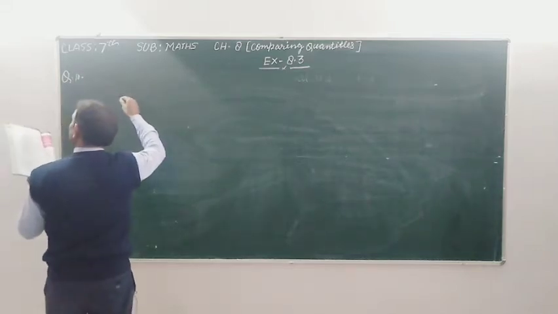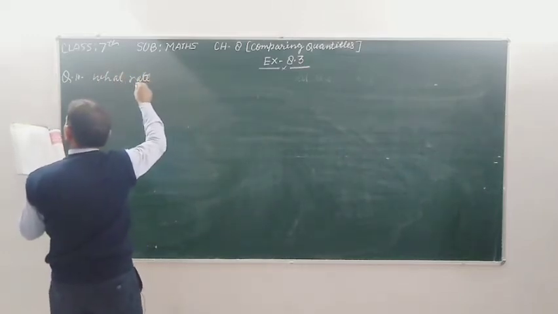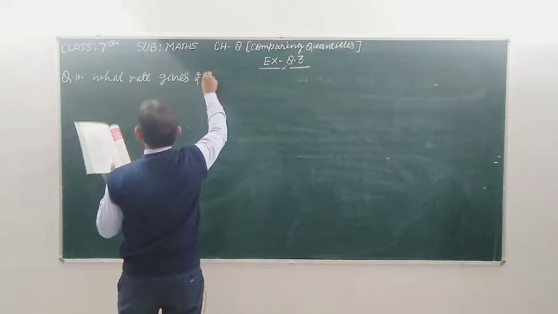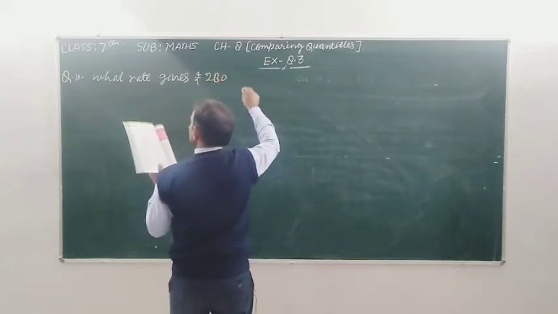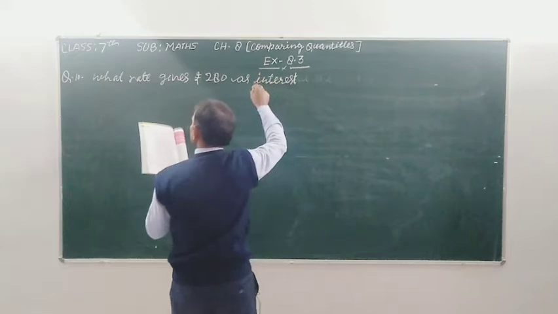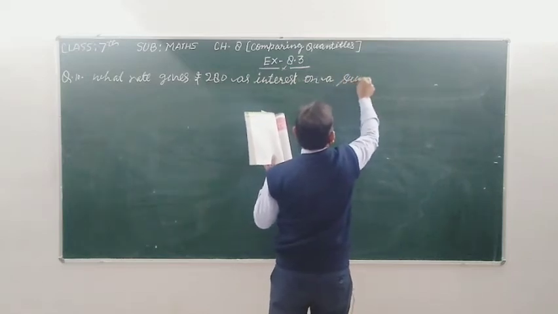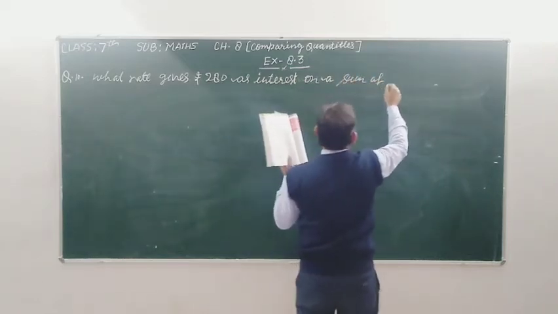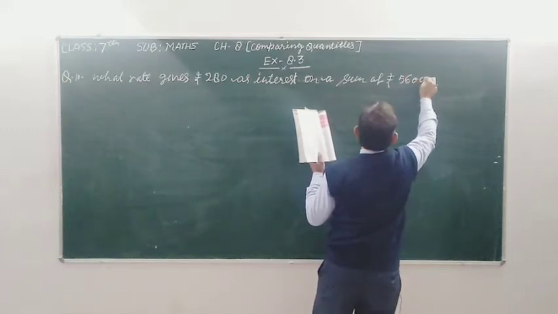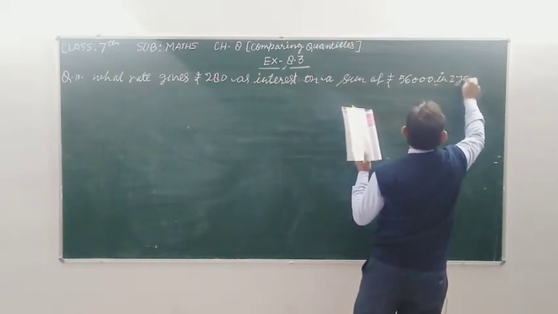Question number 10 is, what rate gives rupees 280 as interest on a sum of rupees 56,000, student, that is 56,000 in 2 years. In 2 years.